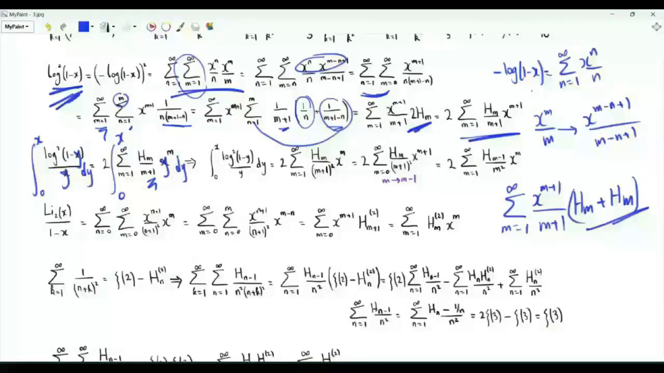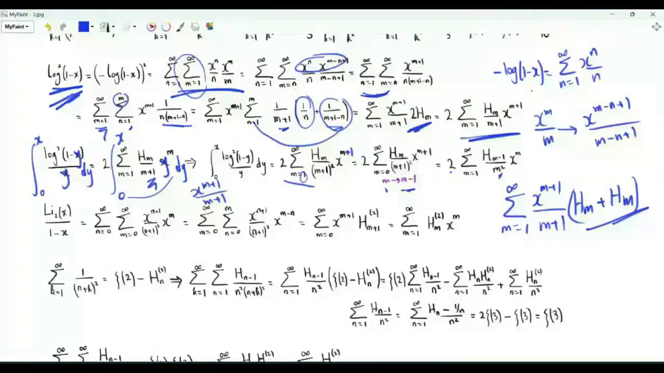On the right hand side, we integrate term by term. We get x to the m + 1 over m + 1. The right hand side becomes 2 times the summation m from 1 to infinity of H_m over (m + 1) squared times x to the m + 1. We can start the sum at 0 because H_0 is 0. Change m to m − 1. We obtain 2 times the summation m from 1 to infinity of H_{m−1} x to the m over m squared.